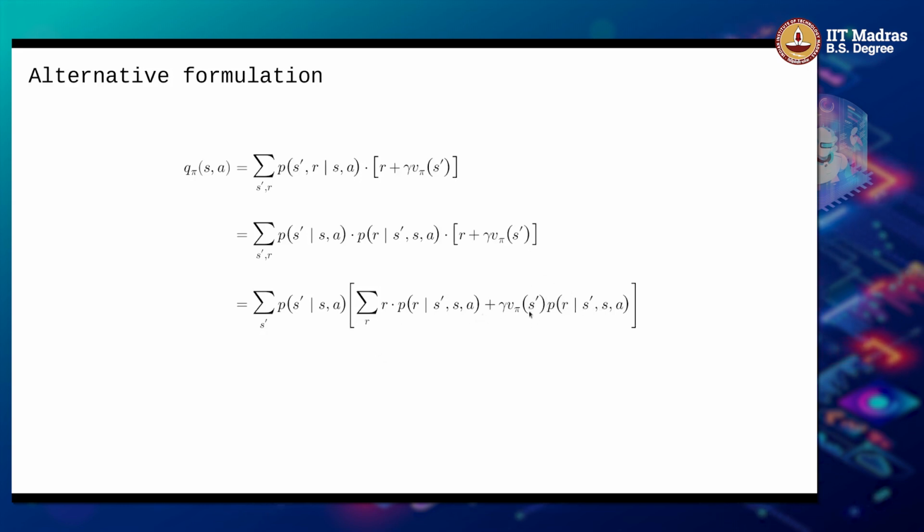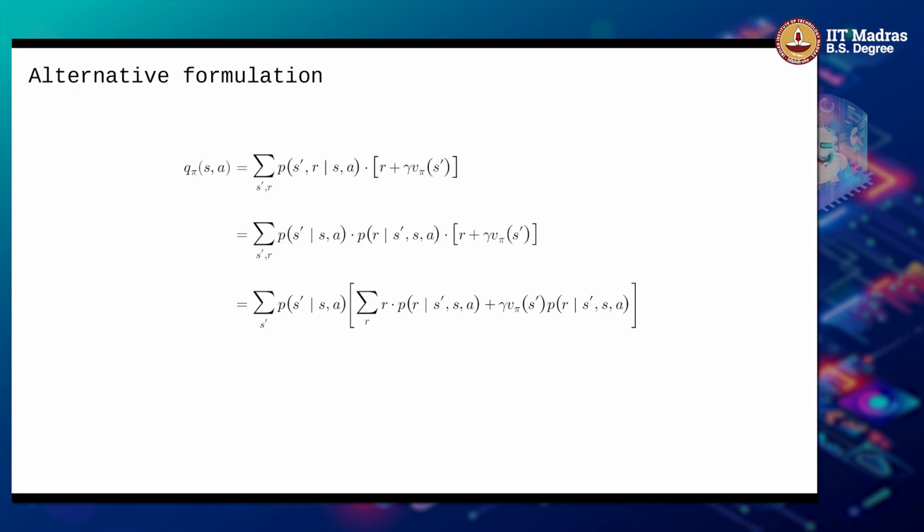So since gamma V pi of S prime is independent of R, that can move out and this will just become a summation over R P of R given S prime S A, and that summation will just be 1. Why is that 1? P of R given S prime S A is a probability distribution over R. So we are summing this probability distribution over its support, so that will be 1. That has to be 1.